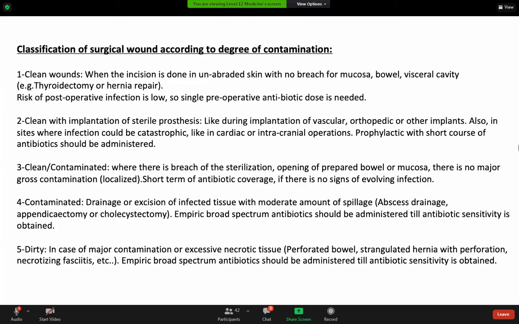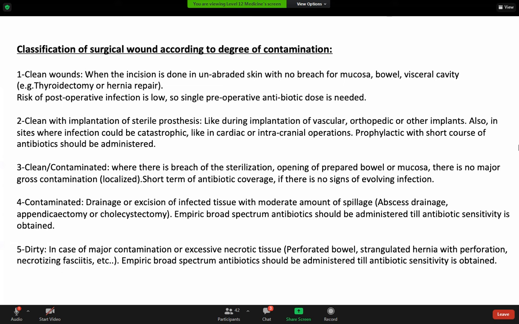Here is important. This slide is very important. Classification of surgical wound according to the degree of contamination. أكيد مرت عليكم من قبل. There are clean wounds, clean with implementation of sterile prosthesis. هذه دخلناها بس شوي زيادة. Clean, contaminated and dirty. هي كثير من الكتب تقسمها 4 بس احنا حطيناها 5 هنا بس. هذا رقم 2 هذه kind of more يعني detailed.